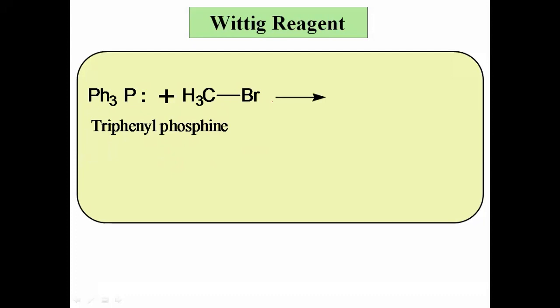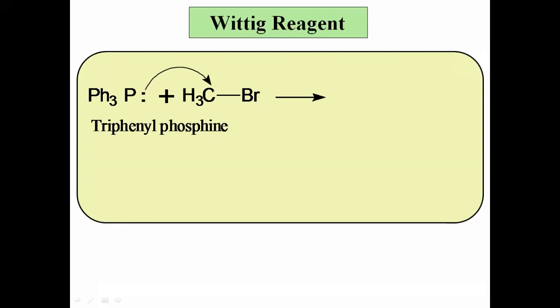Here, what happens in this reaction? Phosphorus has a lone pair of electrons. Now, this phosphorus forms a bond with the methyl group, with that carbon. This lone pair of electrons from the phosphorus forms a coordinate bond with the methyl group. Thus it donates this electron pair to the carbon and forms a bond with that carbon.